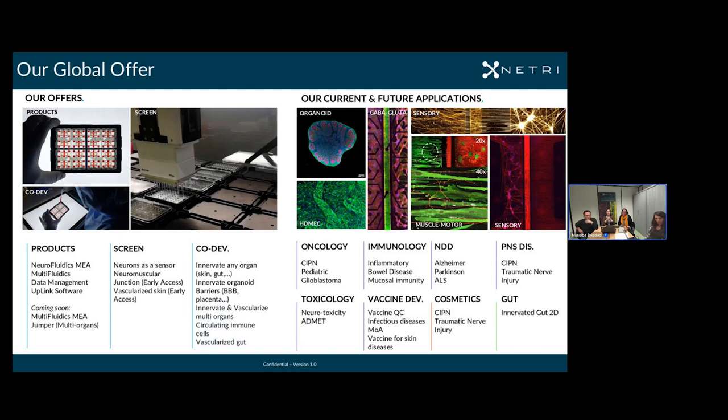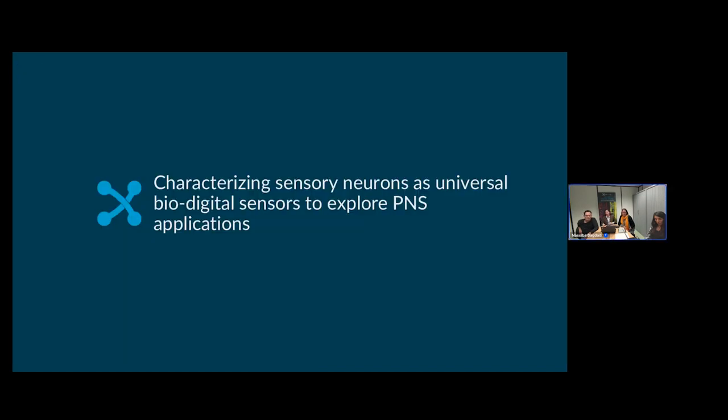And so on the right, you can see different types of our current and future applications, for example oncology, toxicology, and of course, the subject of our webinar today, PNS and different PNS applications. On this note, I will let my colleague Serge take the lead on PNS applications.